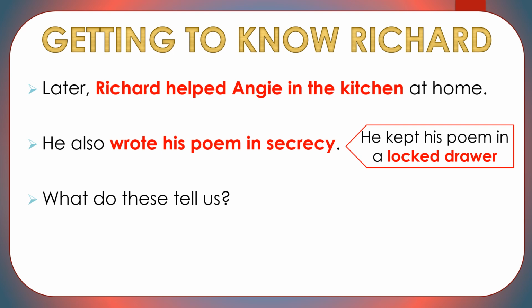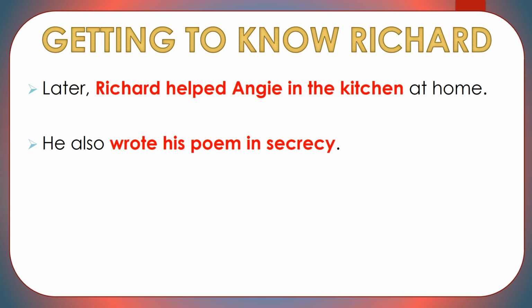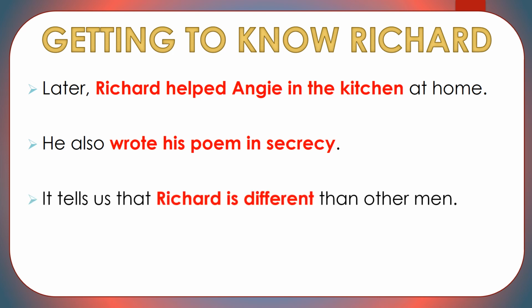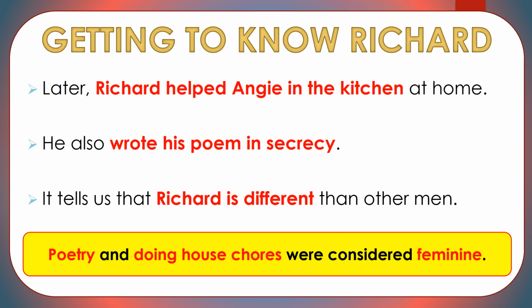So what do these tell us? Let's see. These two events tell us something important. It tells us that Richard is different than other men. How is he different? In fact, the hunting party earlier also tells us the same thing, that Richard is different than other men. Why? Because poetry and doing house chores were considered feminine. Okay, considered feminine. If you have watched my previous video about the things that you should know and understand before understanding the novel, I have explained at length about how gender roles were very important in early 1900. How gender roles were important and also very heavily implemented.